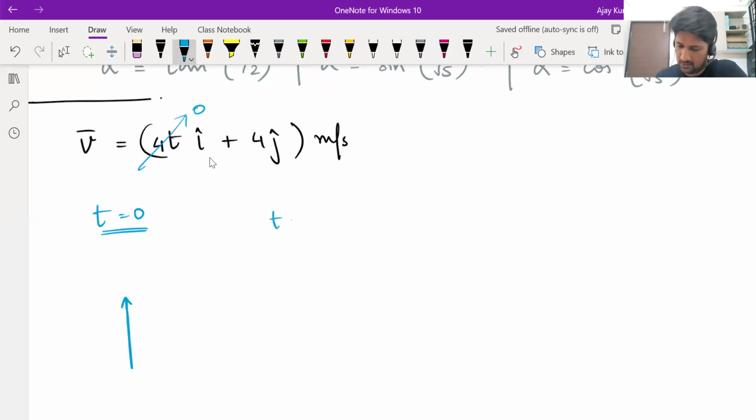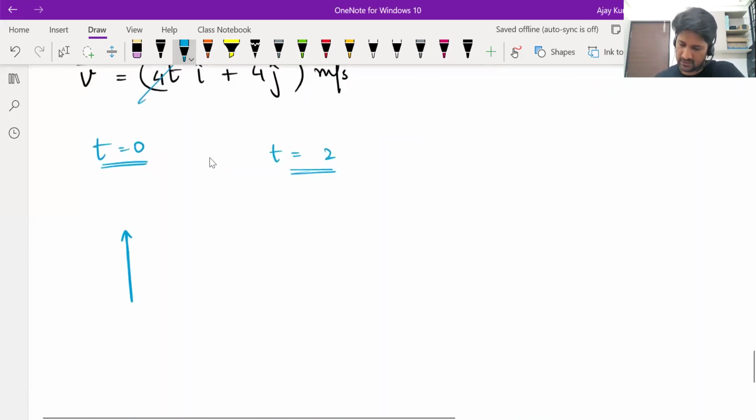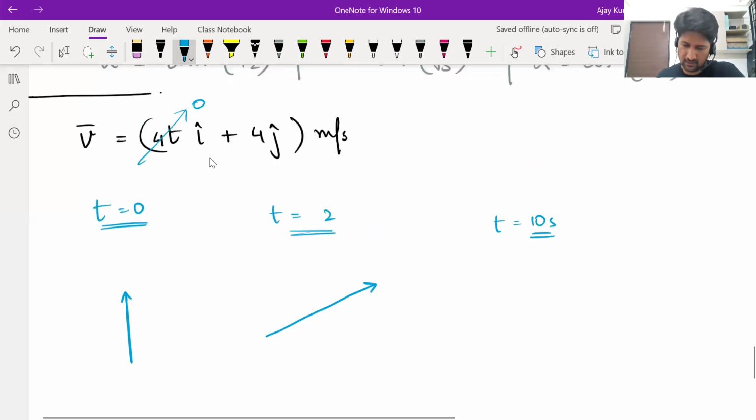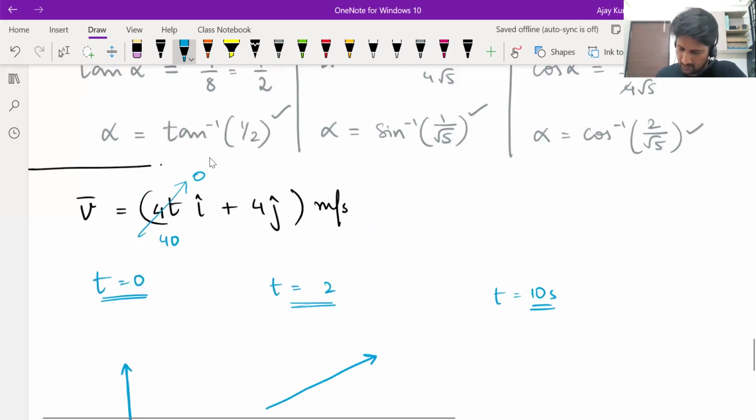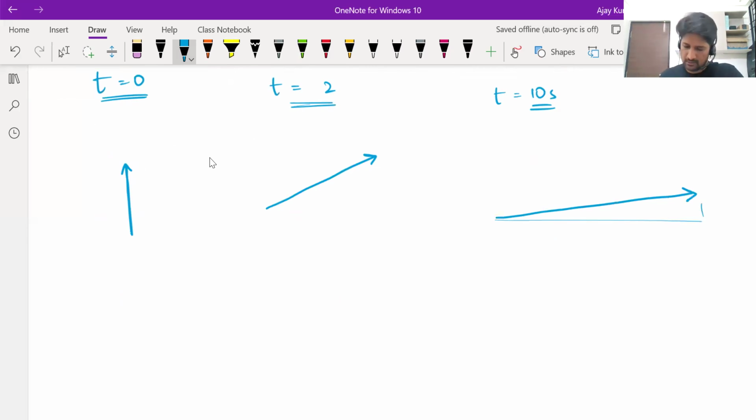Next, at t equal to 2 seconds, we just found out 8 i cap plus 4j cap. You can see the direction here. So by 2 seconds, the object will be moving somewhat like this. Next, let's say at some 10 seconds. If you put t as 10, the x component becomes 40, y component remains 4. Means it will tilt more towards the right side. So we can kind of imagine how this object is moving.